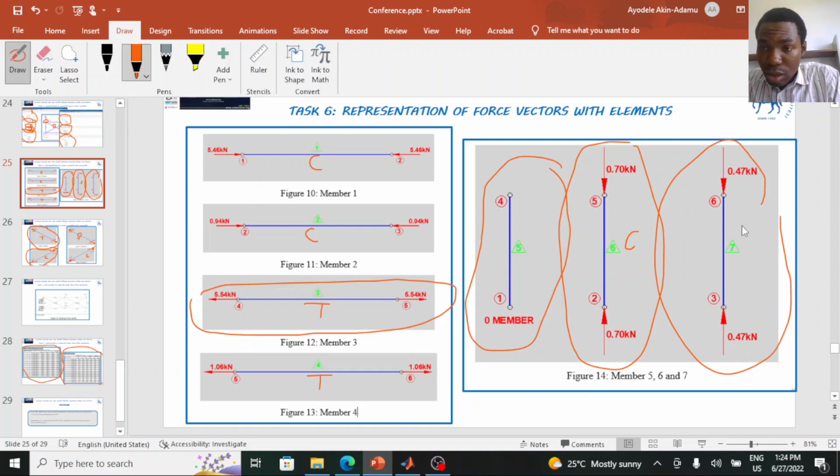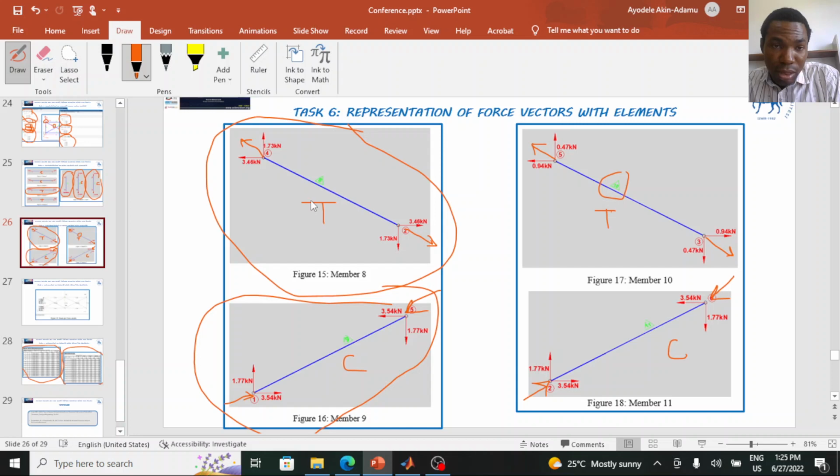0.70 kilonewton. Interpret the force vector in a graphical format like this. Element 7 is a compression member, 0.47 kilonewton. Element 8 is a tension member. We have the x and y component. So if the x and y component is in this direction, that means the resultant will point outward. Also here to point outward.